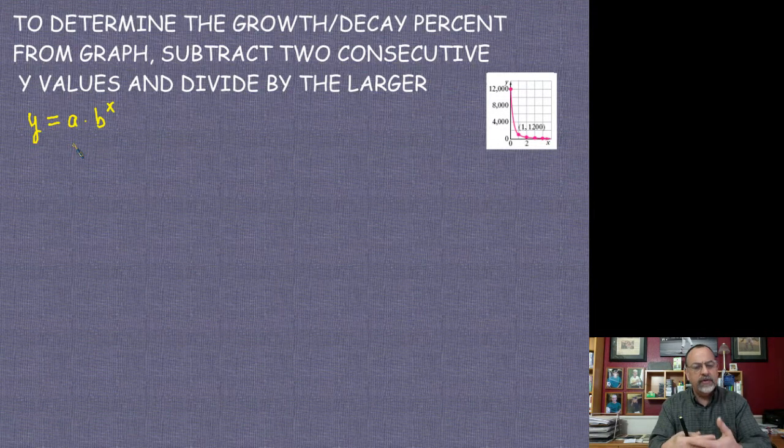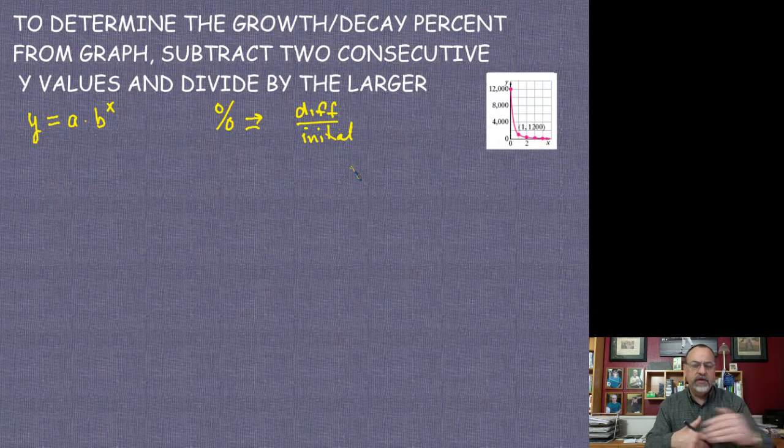The value of b, remember, is the growth factor. Now the growth factor is determined by adding 1 to the growth percent. So when we're looking at a graph, we're going to have to figure out what the percent decay or growth is. And a quick reminder of the arithmetic of percent, the percent should be equal to the difference between two values divided by the initial value. So we're going to need to determine the difference between two values from the graph and then divide that by the initial. That will give us the growth or decay percent. Then remember, that's not the number that goes into the equation, because what goes into the equation is 1 plus that percent, whatever that may be.